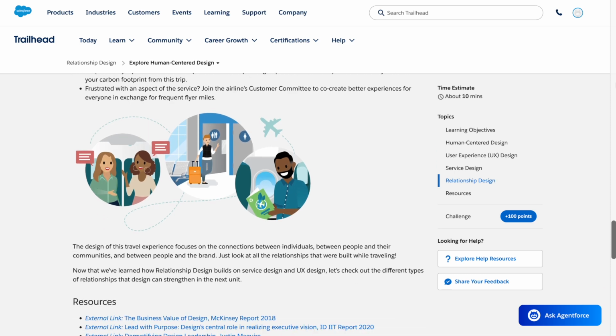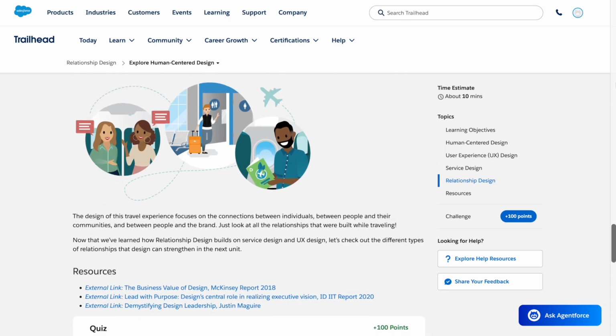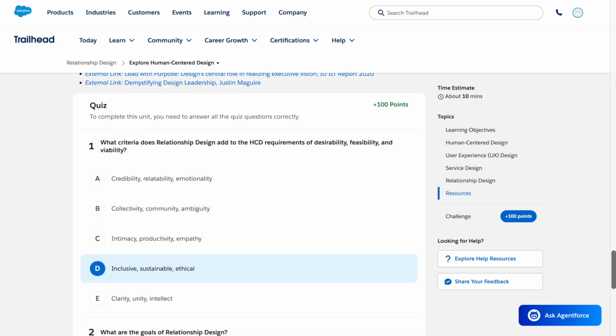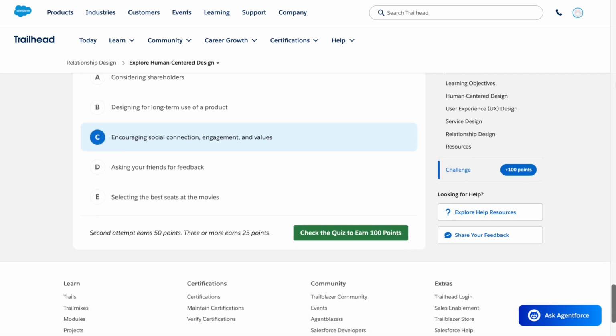The design of this travel experience focuses on the connections between individuals, between people and their communities, and between people and the brand. Just look at all the relationships that were built while traveling. Now that we've learned how relationship design builds on service design and UX design, let's check out the different types of relationships that design can strengthen in the next unit.